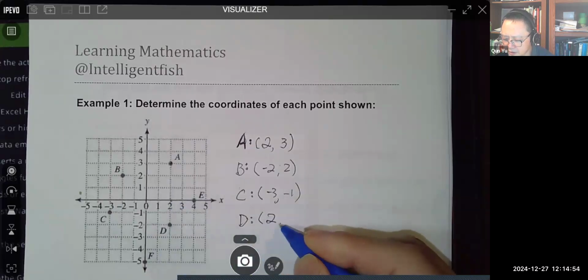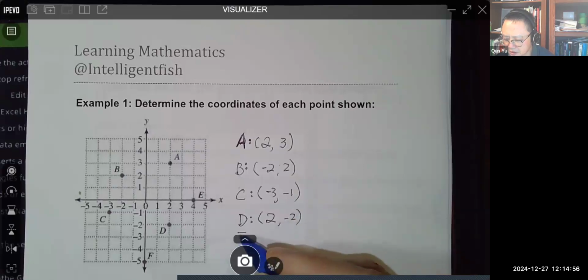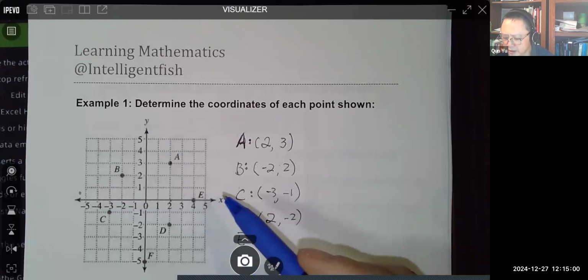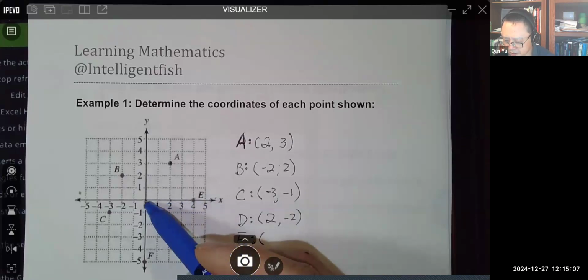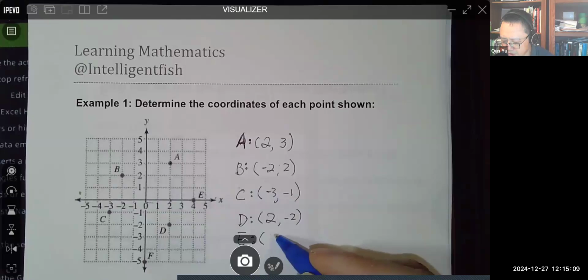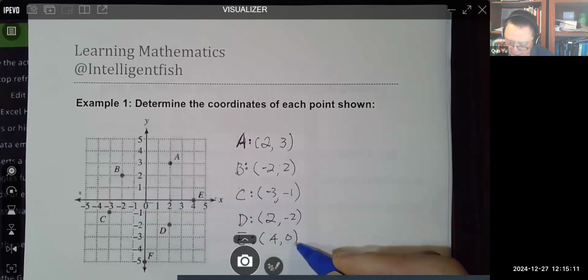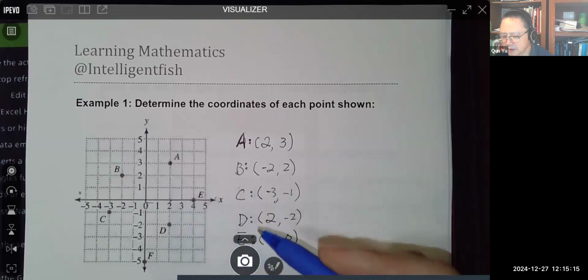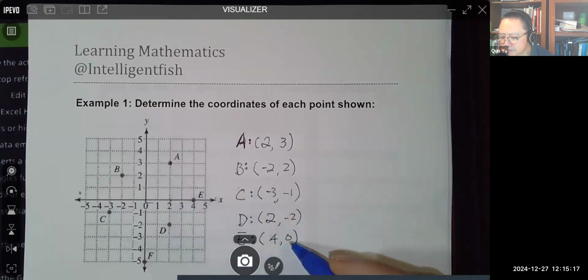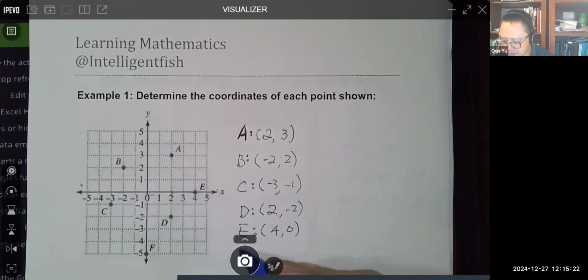E, we see it is on the x-axis. Apparently, x itself is 4. For y, you draw a perpendicular line to the y-axis, and it is 0. So 4, 0. In other words, any point on the x-axis will automatically have a y coordinate of 0.